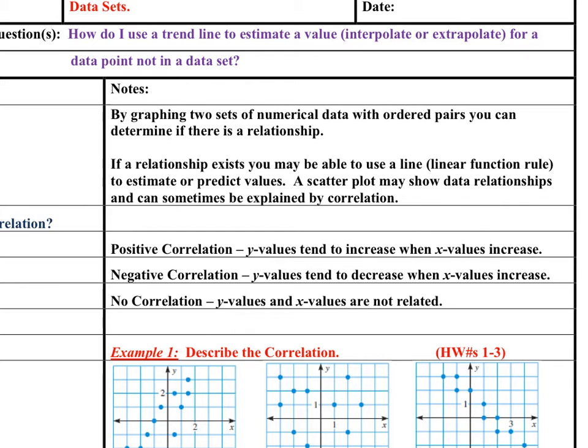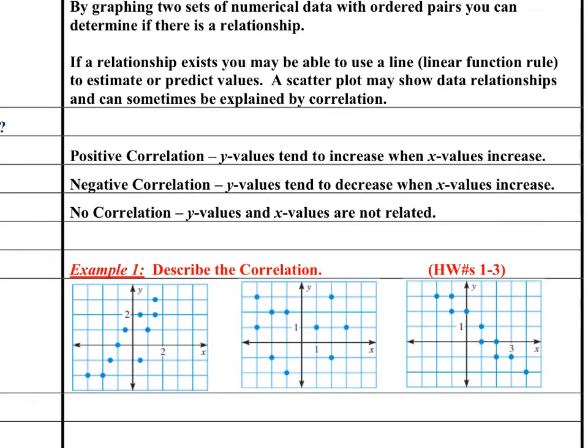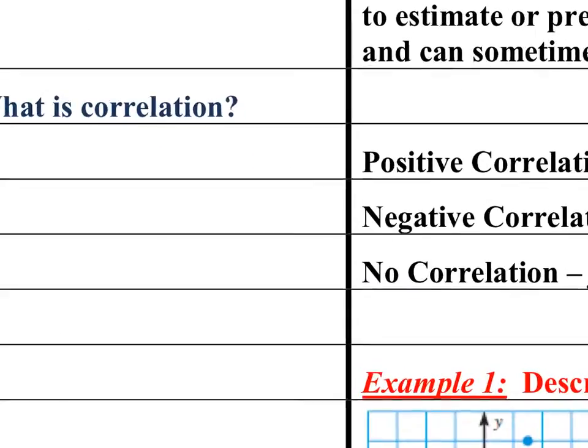Here are the three types of correlation that we're going to talk about. Positive correlation: as the x values increase, the y values increase. Negative correlation: as the x values increase, the y values decrease. And then no correlation is just when it's all random and there's not really any type of correlation. So here's what those lines would look like.